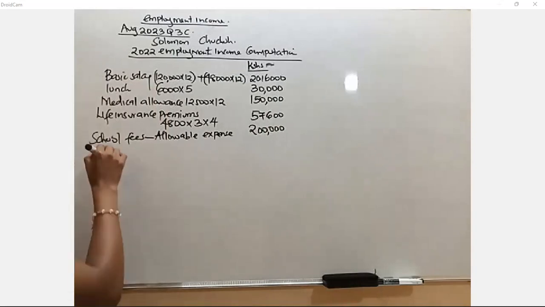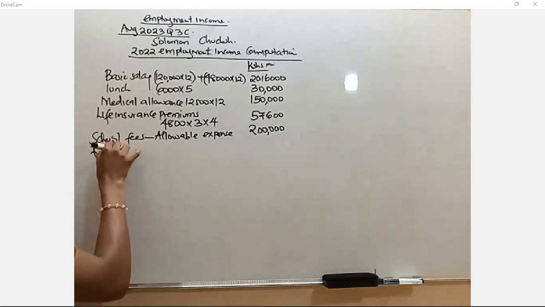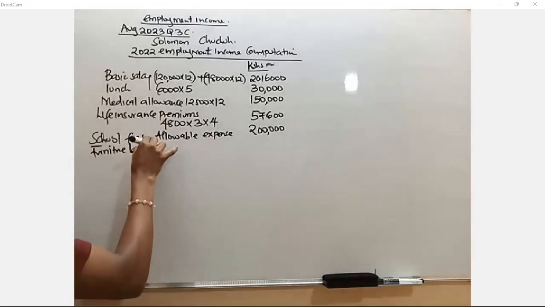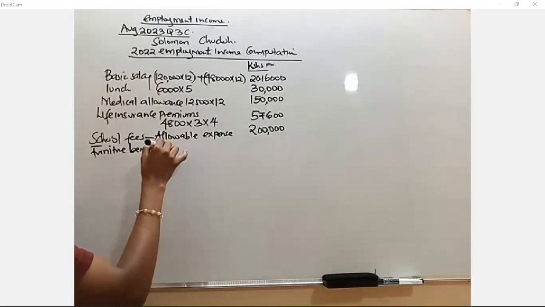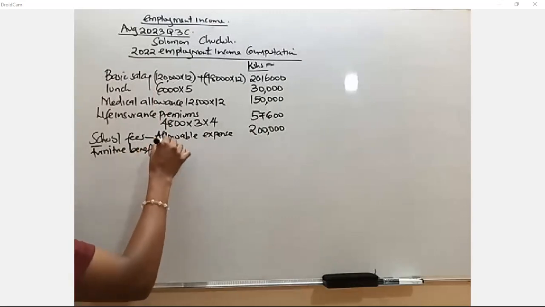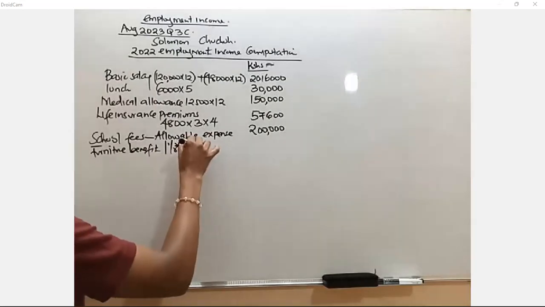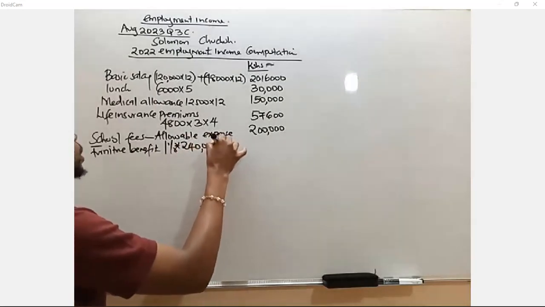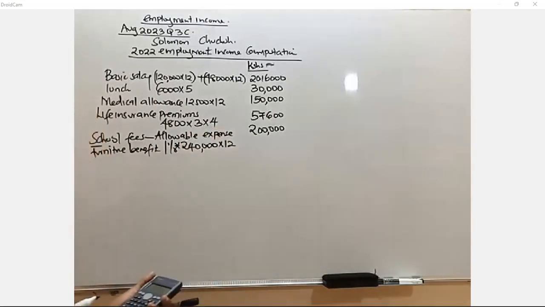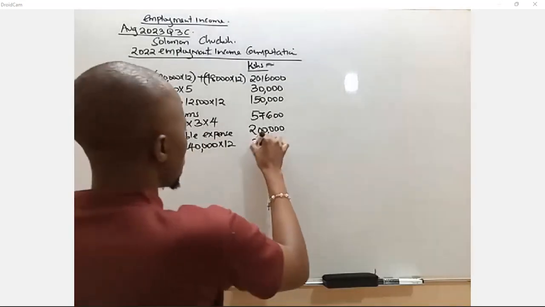Then the next one we are discussing, he was provided with a fully furnished house. As soon as you see that, we look at the furniture benefits, which we said normally carry 1% per month. We look at how many months this person stayed in the house. The cost of the furniture was 240,000. Nowhere were we told otherwise, so you multiply by 12 months. So 0.12 times 240,000, getting 28,800.